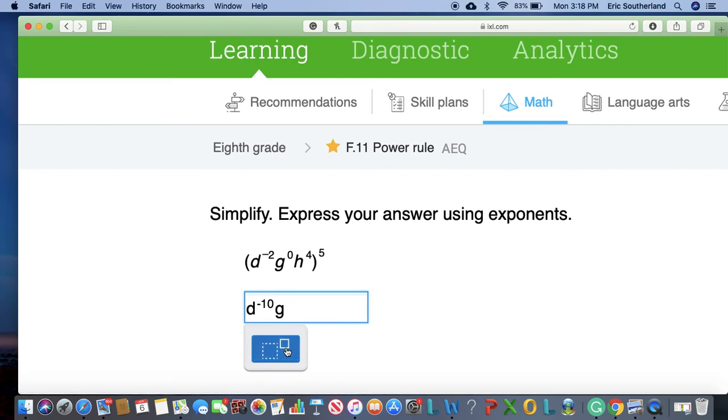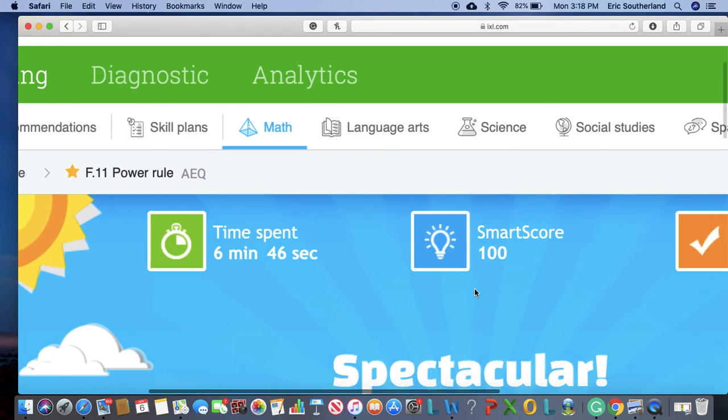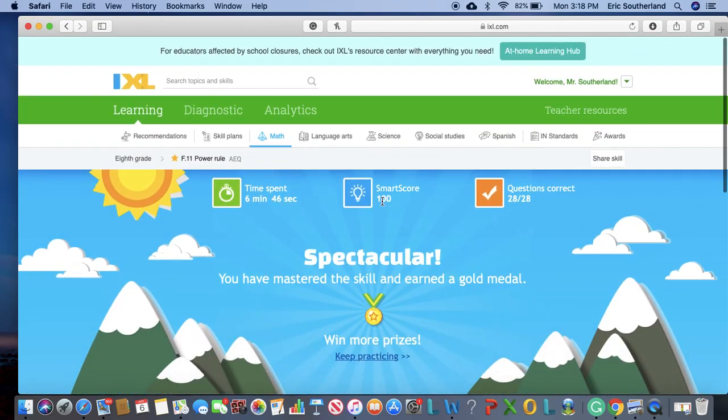G is the base. 0 times 5 is 0. H is the base. 4 times 5 is 20. Again, you're just multiplying the exponents so that you can come up with the answer. It took me about 6 minutes and 46 seconds to get a score of 128. Your ultimate goal is only to get to 75. Anything past 75 will be counted as extra credit.